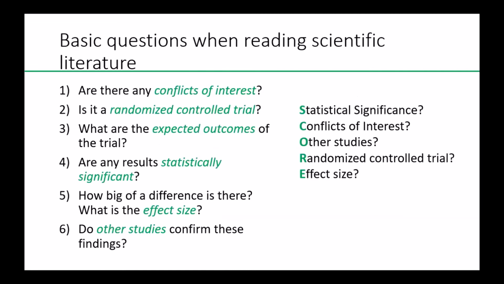So what are some questions that you should be answering when you're reading these scientific papers? The acronym that I have for you guys is called SCORE. The first question is, are there any conflicts of interest? Why is this important? Because if people are receiving money for this study, then you should be aware of this and that they could be interpreting the results in a certain way to suit whoever is paying them.